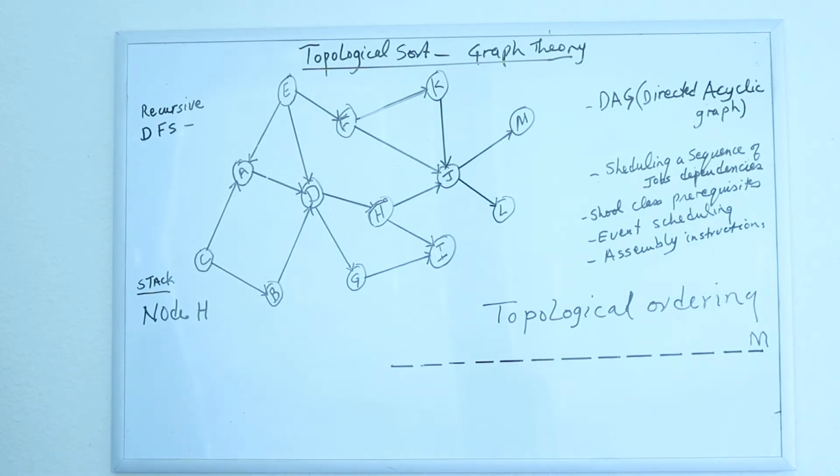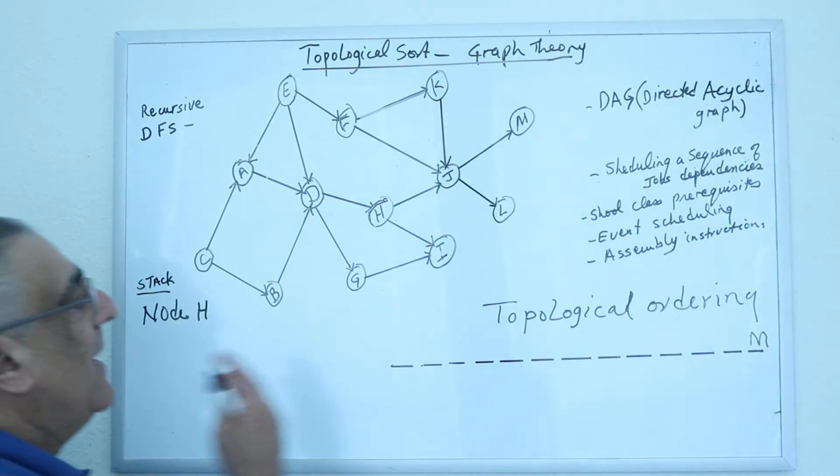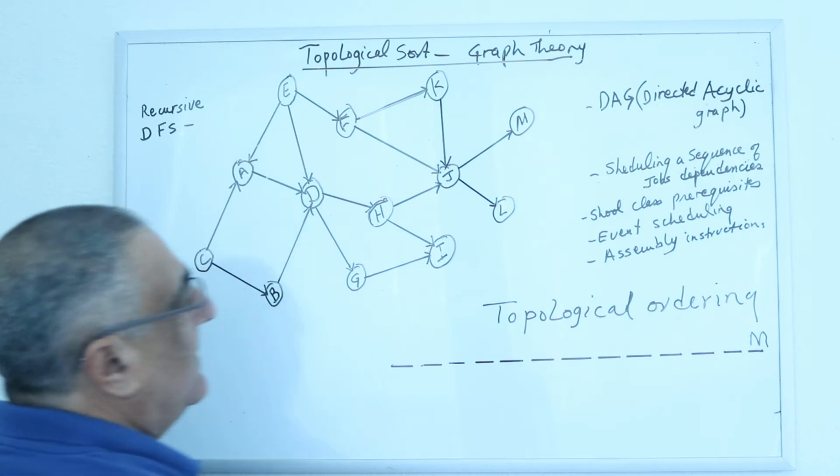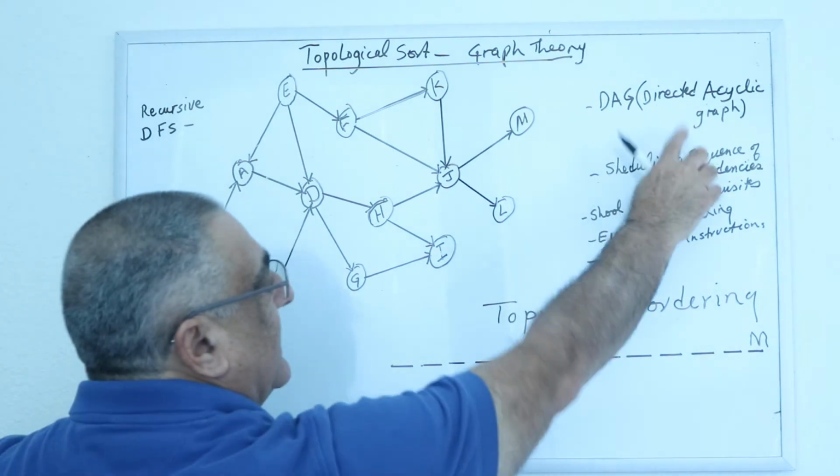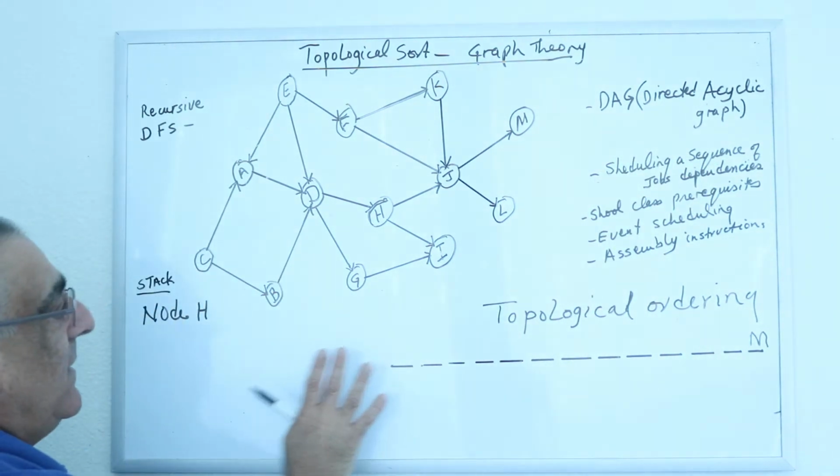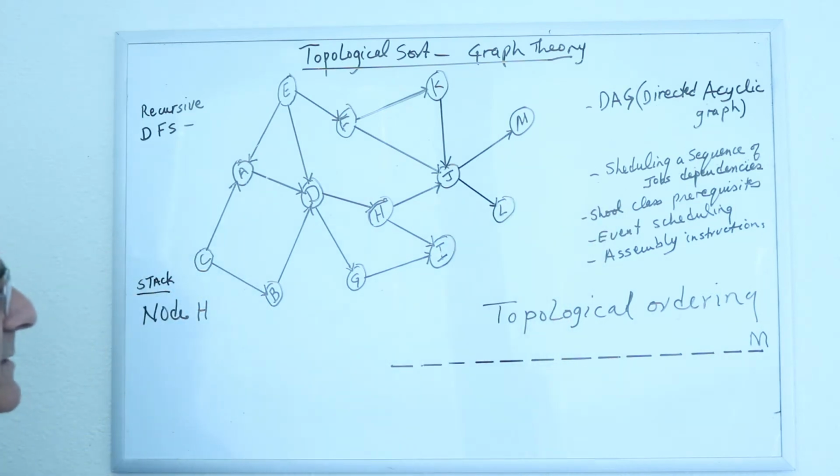Okay, this algorithm is on topological sort. That's graph theory. It uses what's called a DAG, which is a directed acyclic graph. It's mainly used for scheduling a sequence of job events and job dependencies.